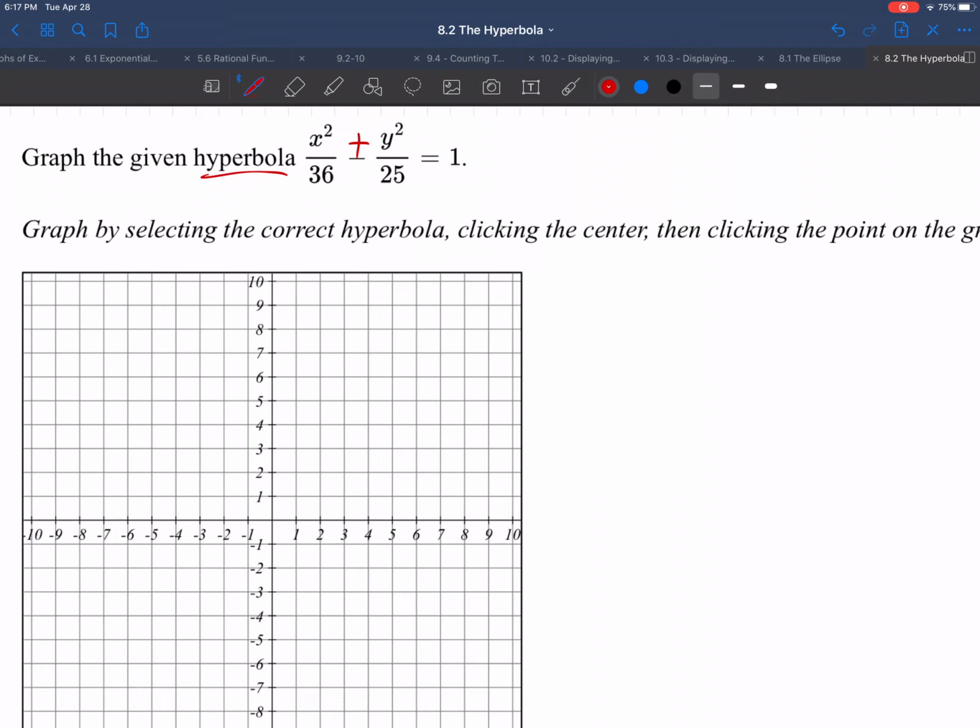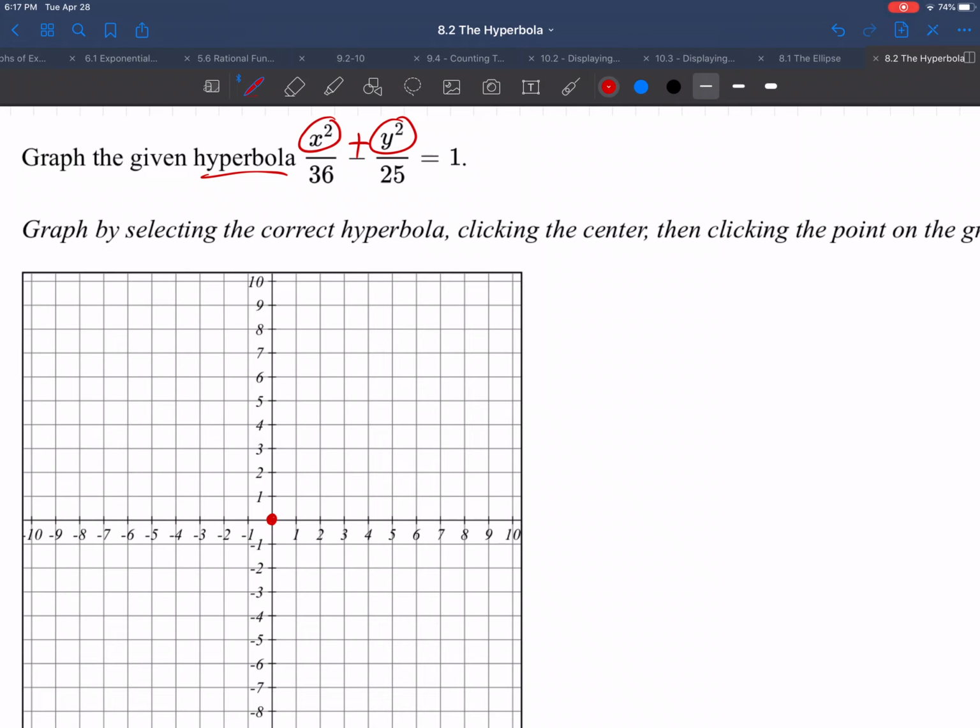So let's just imagine it had a plus in the middle and it was really an ellipse. What would we do first off? Well, what's the center? We need to start with the center. What's next to x and what's next to y? Nothing. So the center is 0, 0. There's no number next to x and y. If there was something up there like x minus 2 squared or y plus 3 squared, then we would know the center is not 0, 0. So let's get rid of those. Okay, so center 0, 0.